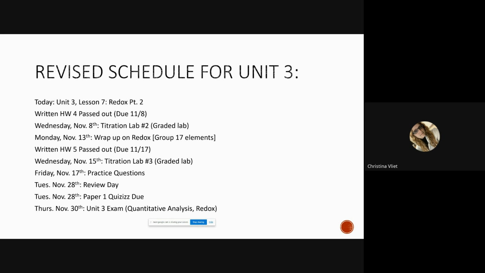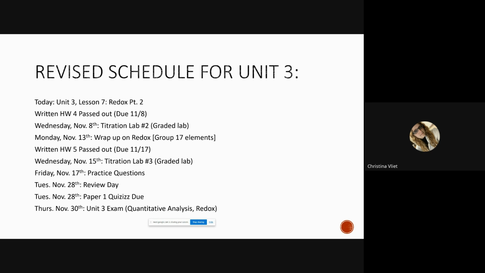And then on Monday next week, because remember there's no school on Friday, we are going to wrap up on redox of group 17 elements. That's usually a topic that I cover later in the year, but I'm trying to bring some things to the earlier part of the year and not have to do a weird half unit at the end of the year. So I added that lesson in, which extends our time just a little bit longer. You'll get the last written homework next week. That'll be due next week on Thursday.